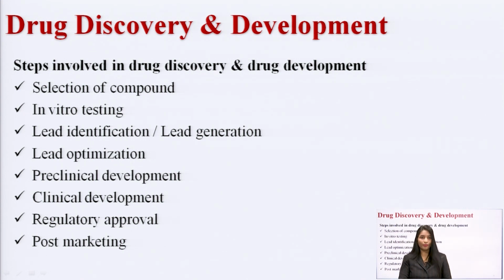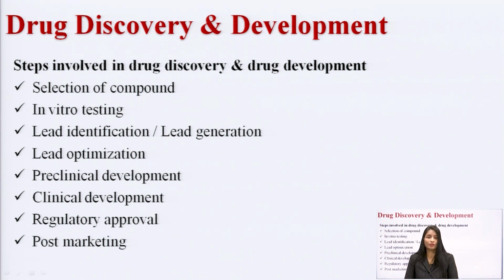After you have selected the compound, you have to go with in vitro testing, testing in laboratories. Then you have to identify the lead and optimize the lead, which you can call lead generation. Also, you are generating the new compound, or identifying the compound. Once the lead compound has been generated, it should be optimized, and then you will go with preclinical development and next clinical trials, regulatory approval, and finally the drug will get marketed.